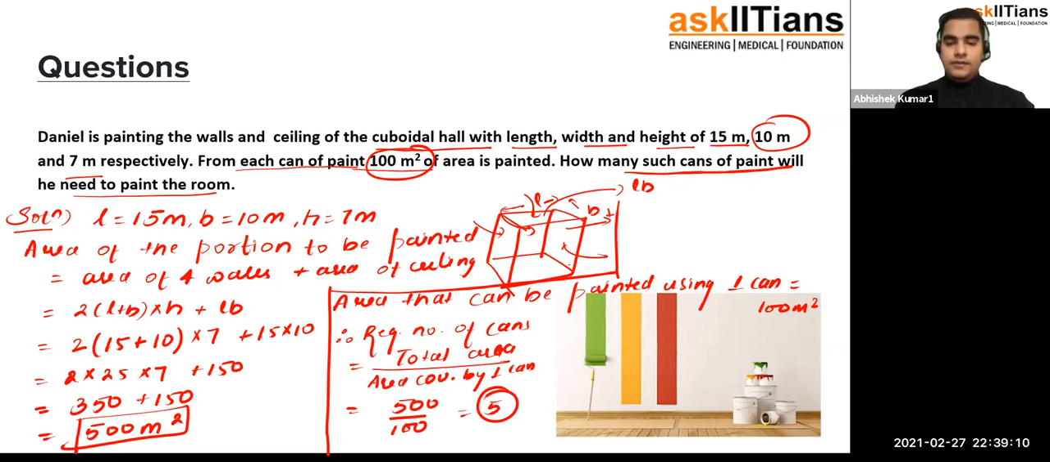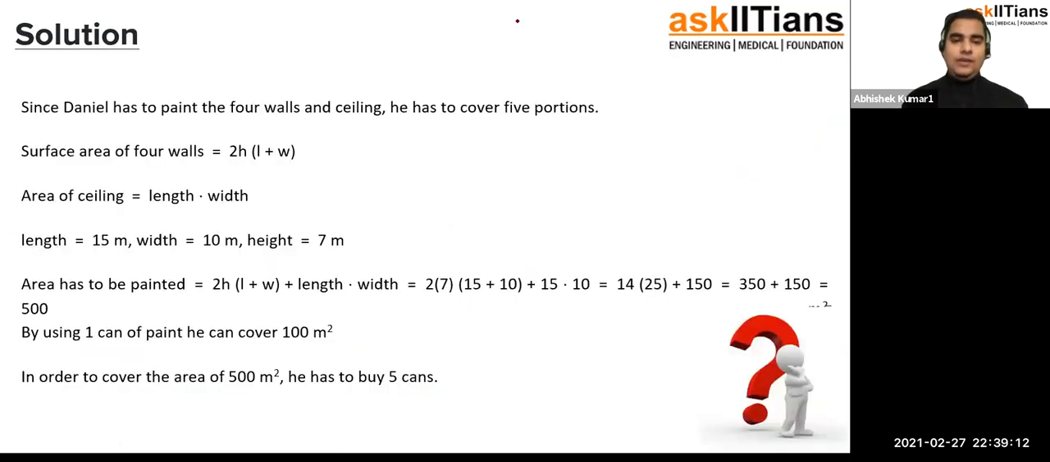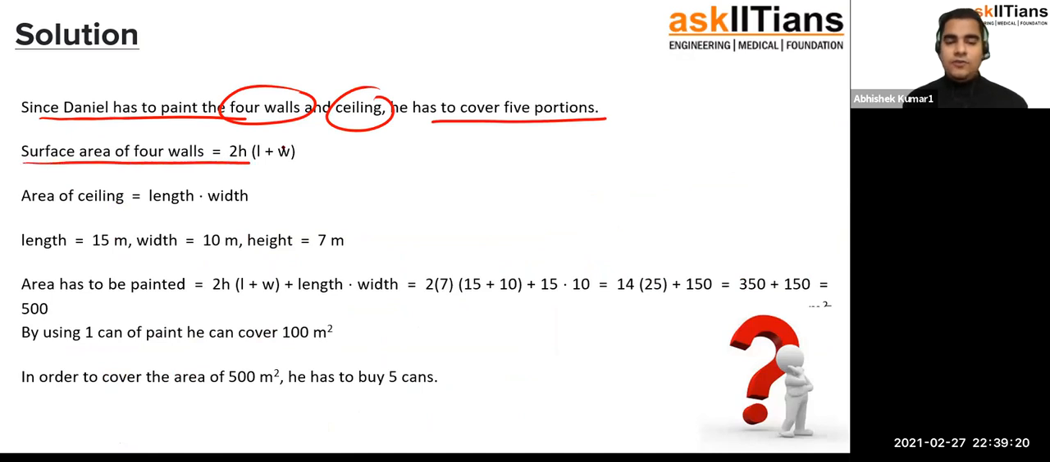Is it done? All right. So that's exactly what they have done here. Since Daniel has to paint 4 walls and the ceiling, he has to cover 5 portions in total. And the surface area of 4 walls is given by 2 into (L plus B) into H, or W, whatever you want to call it. And area of ceiling will be L into B.